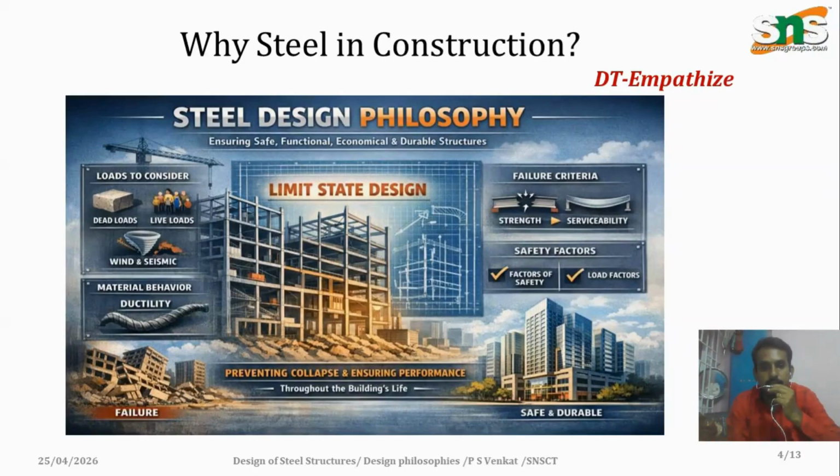So why steel in construction? Steel is preferred in construction because of its high strength to weight ratio, ease of fabrication, and ability to withstand dynamic loads like wind and earthquake loads. It also allows faster construction and better quality control compared to conventional materials.